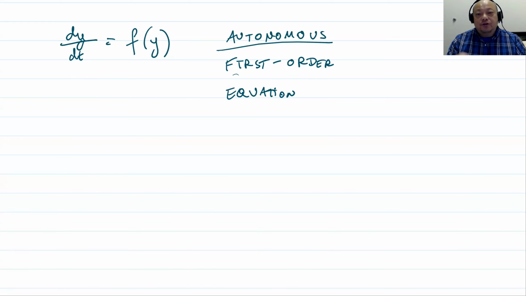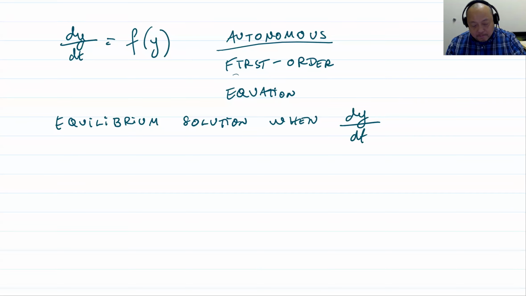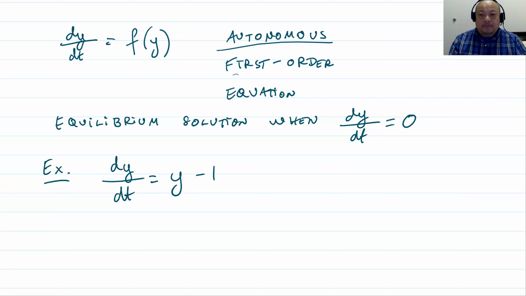For an autonomous first-order equation, an equilibrium solution occurs when the derivative dy/dt is equal to 0. It's best to visualize a slope field. Some of you may call it a direction field. Let's take a simple equation, dy/dt equals y minus 1. Our definition is that the equilibrium solution is when dy/dt equals 0.